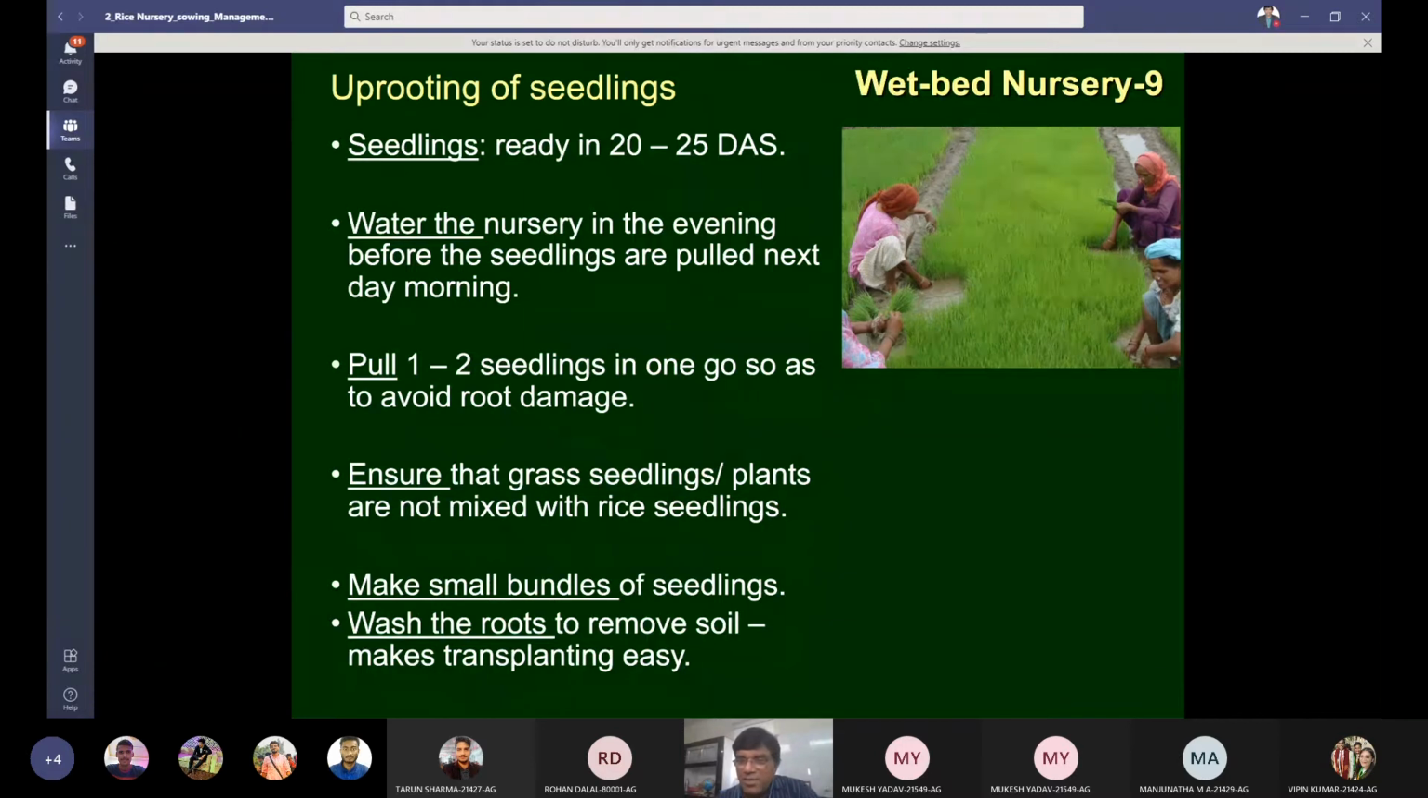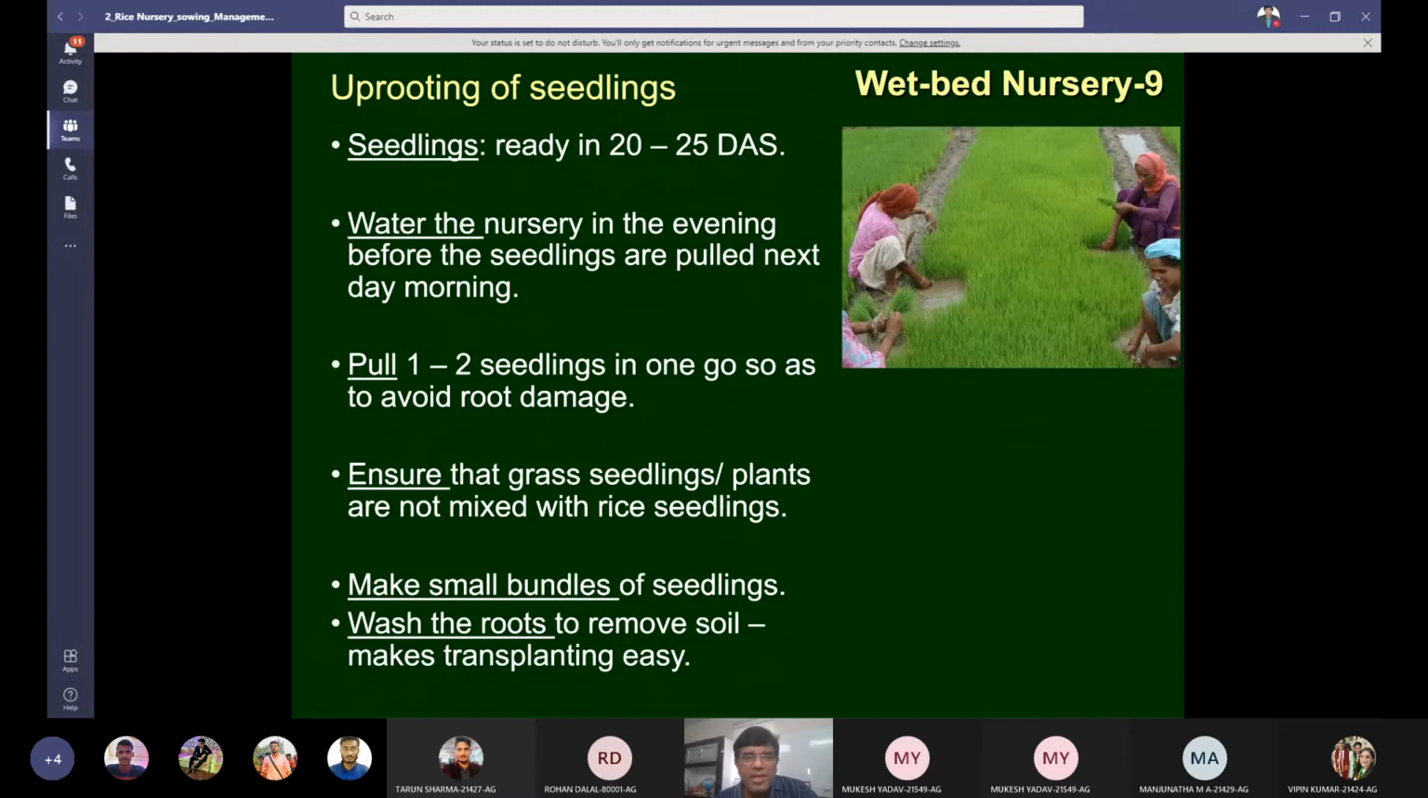Now your nursery is ready. See on the right side, this is a wet bed nursery and it is ready. Now you are going to transplant in the field. In the meantime, you have also prepared the main field for transplanting. And then you are interested to get the seedlings from the nursery. So what can be done while taking out seedlings from the nursery? Seedlings are generally ready in 20 to 25 days after sowing, but it depends upon the method of nursery. This is for the common method of nursery in India, where 20 to 25 day old seedlings are recommended.